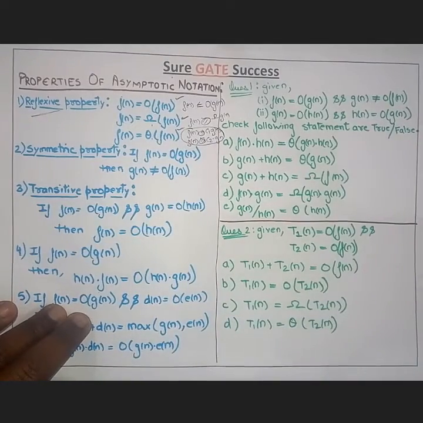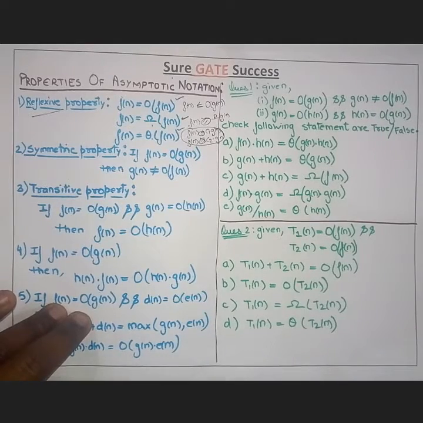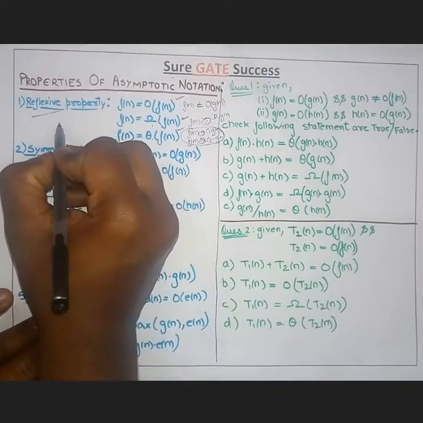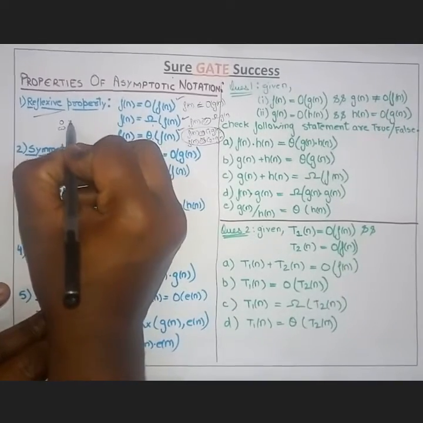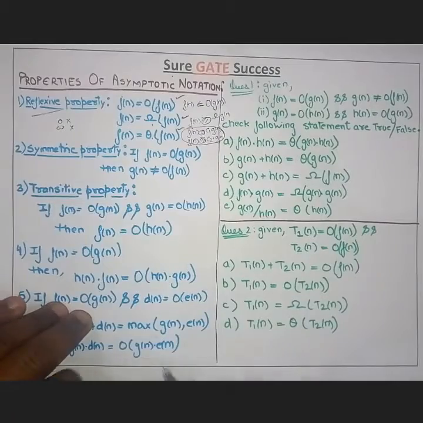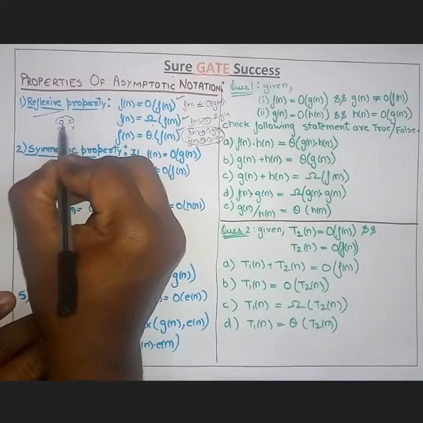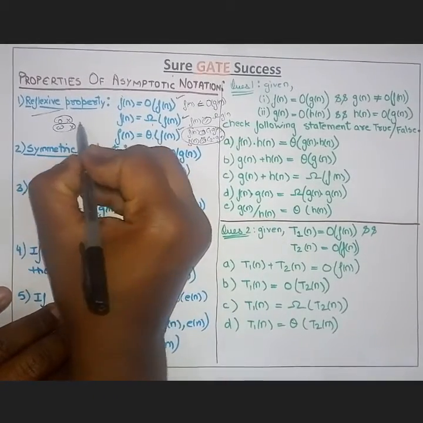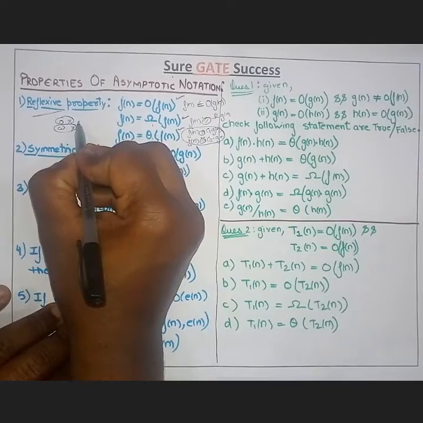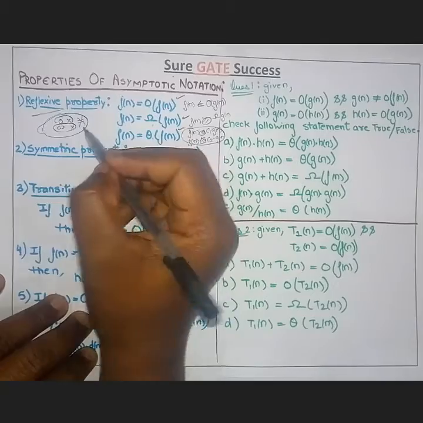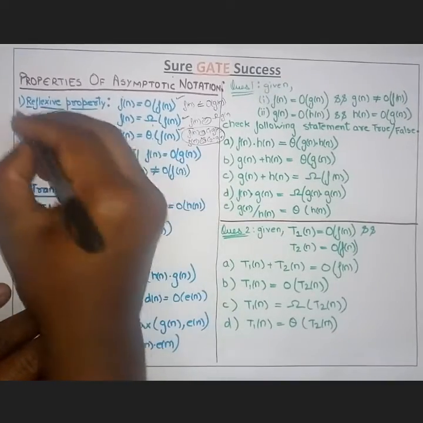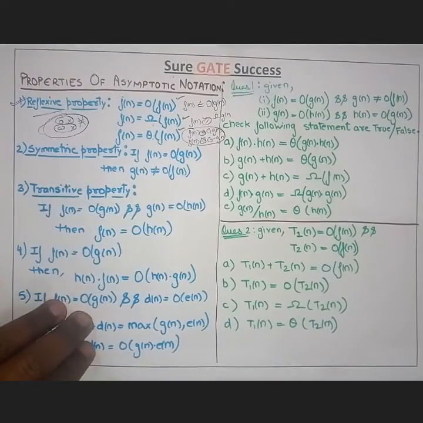But if we talk about small o and small omega, they will not be satisfied because they are non-tight bounds, and because of that, the equal to sign is not available in these two. So these will not be considered under the reflexive property.